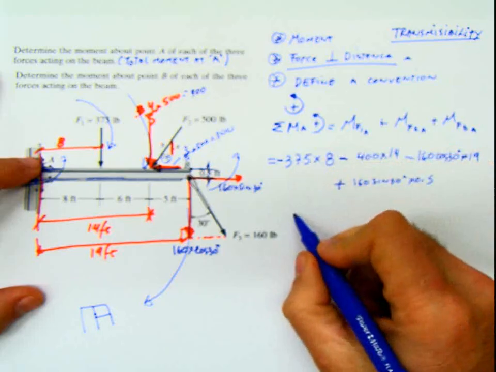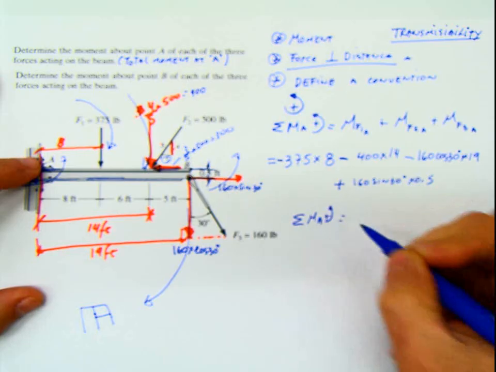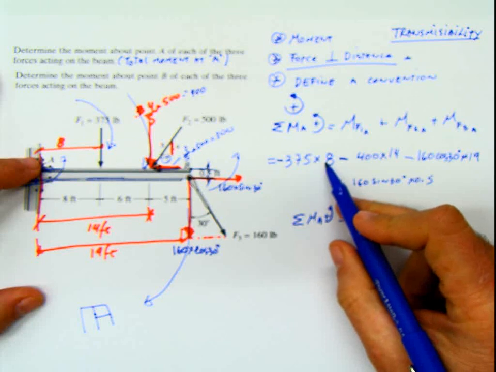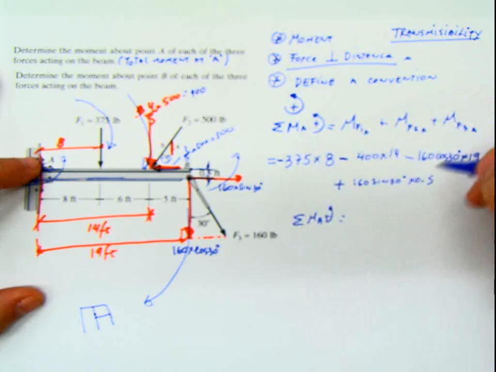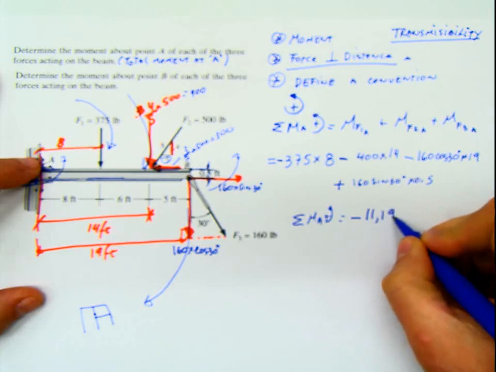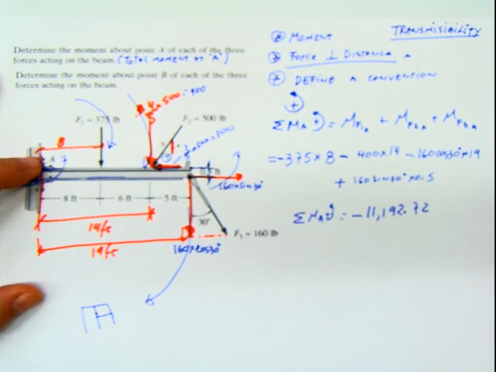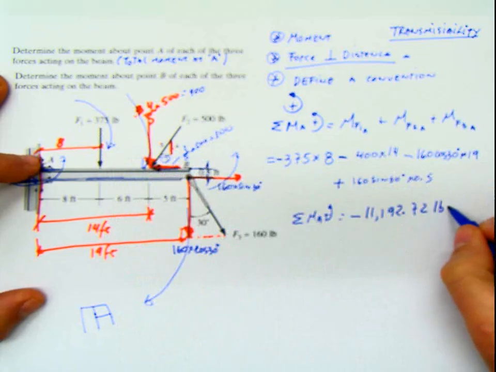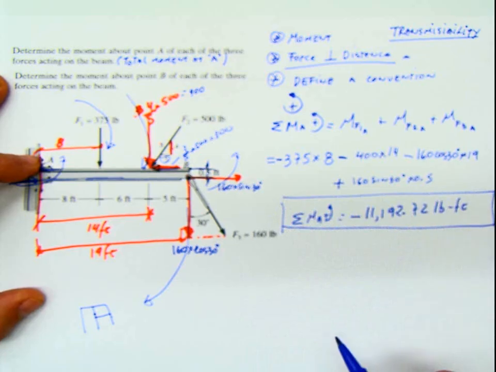Now the only thing that I have to do is complete my summation of moments at A. And once I do this times 8, this is 11,000, the negative, negative, negative, positive. The answer is going to be negative 11,192.72. 72 what? What are the units of this? Well, all my units were feet and pounds. So those are going to be the units for the moment. Pound-foot or foot-pound. That's going to be the moment at the point A.